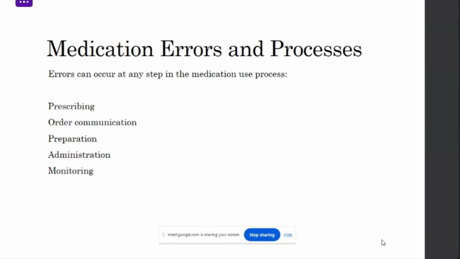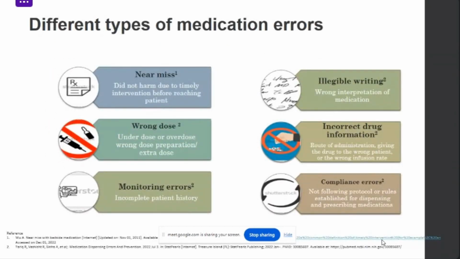The major thing in a medication error is, what are the leading causes? It can be a prescribing error, which can be a wrong dose, communication of the orders, preparation of the drugs, administration, and monitoring of the drugs. So it can occur in any of these steps. The one we call a near miss is when we are able to prevent the error, so the harm does not reach the patient; we have prevented it midway.